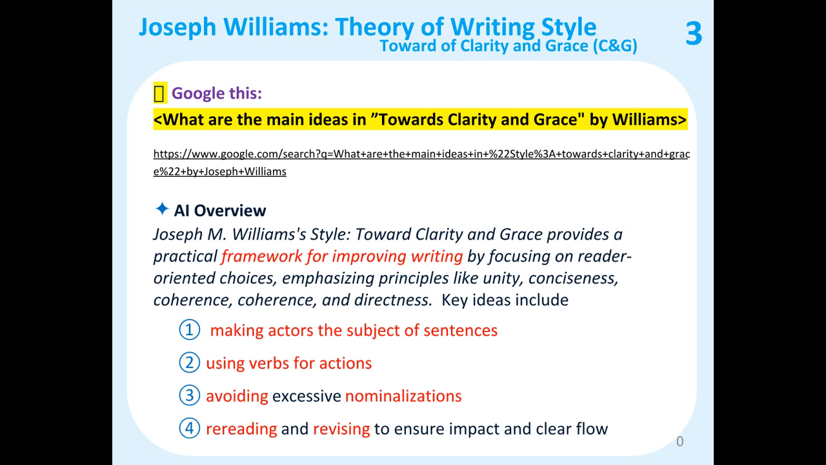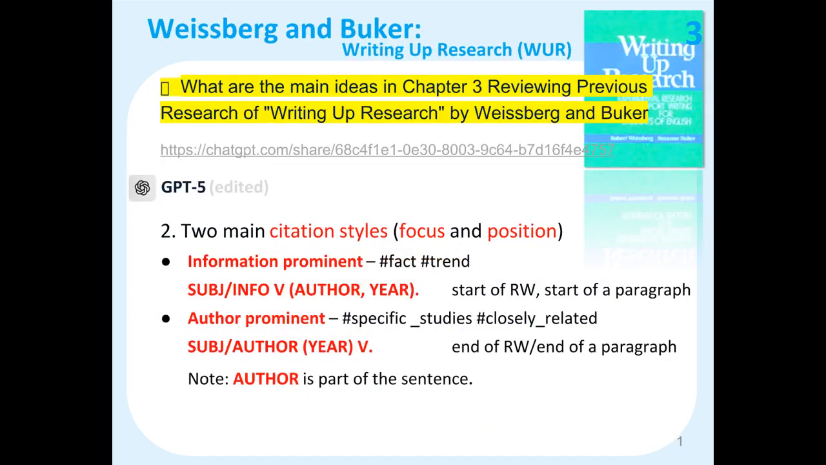graceful, and persuasive. Another essential text is Writing Up Research by Weisberg and Bucher. They point out that when you write your literature review, you're constantly making a choice between two styles of citation. The first is information prominent. This is where the fact or the finding is the subject of your sentence.